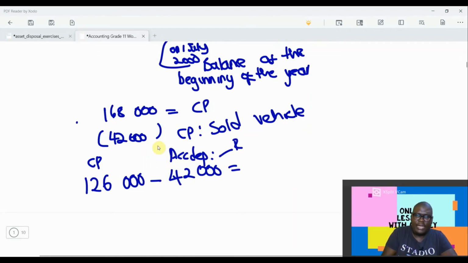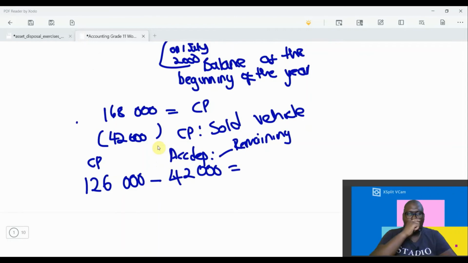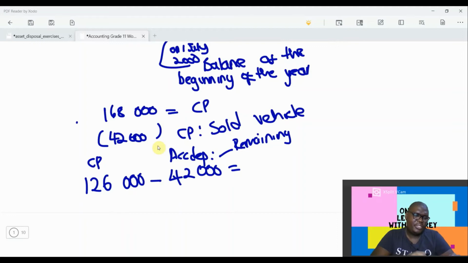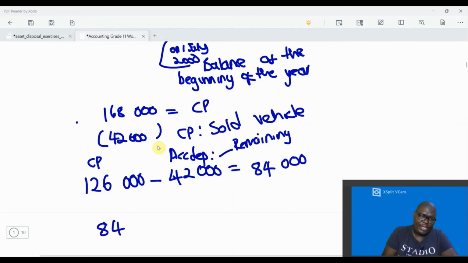As for the ones that are remaining, it's very important that you always remember this. We said 168,000 minus 42,000 of the sold vehicle gives us 126,000. And then we said 56,000 minus 14,000, we get 42,000. So 126,000 minus 42,000, we get 84,000. So the carrying value of the old vehicles is 84,000.